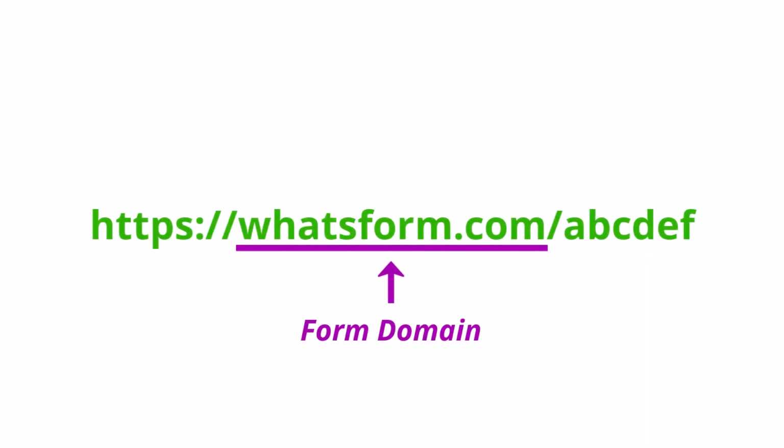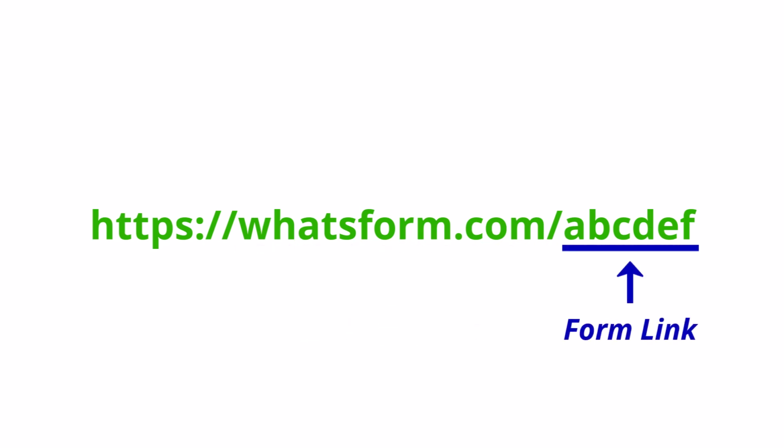The form domain is the main website domain in your URL. For example, in this link, the domain is whatsform.com. The form link is the unique identifier in your URL, like ABCDEF in our example. This can be customized to suit your branding and make it easier to remember.